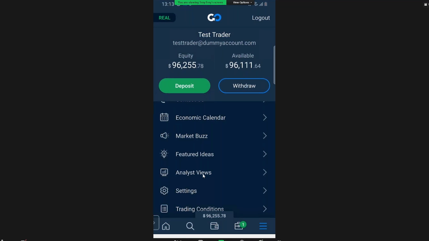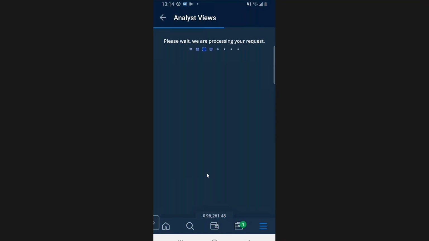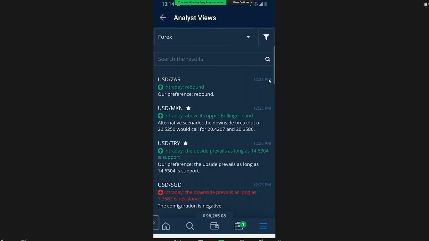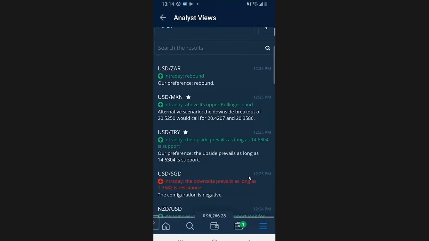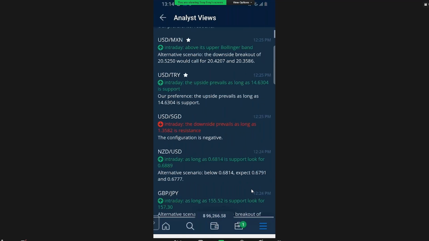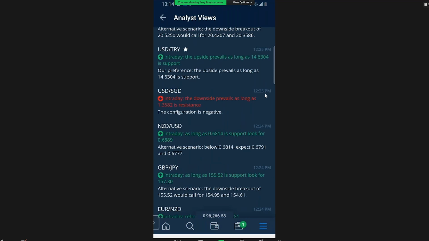And then now we can go and look at, well, what are some signals that are coming in, either in featured ideas or analyst views? And so if I tap on, say, analyst views, now I bring up some live signals that are coming in, and they're time stamped, and it doesn't matter if some of the signals are an hour old. As you scroll down, they're a little bit older. They're coming in literally by the minute, 12:25, 12:24, etc.